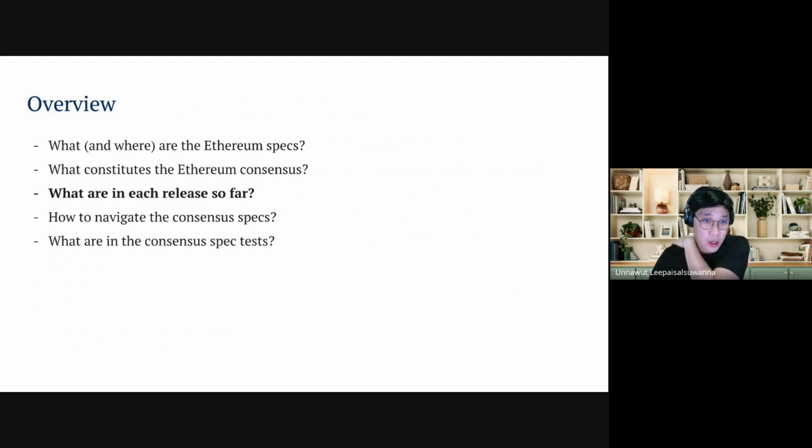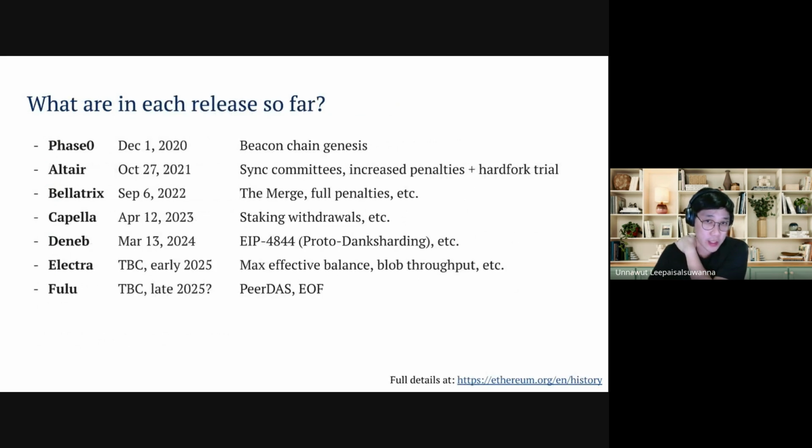The third thing is what is in each of the releases so far. It turns out that knowing what constitutes each release is very important, because this is not something you can easily see in the specs. It will be really hard to navigate the specs if you don't know what goes into each release. So to walk through them quickly: Phase Zero happened in December 2020, four or five years ago. That's the genesis of the Beacon chain. That's the foundation layer of the specs for how the Beacon chain works. The fundamentals are in Phase Zero.